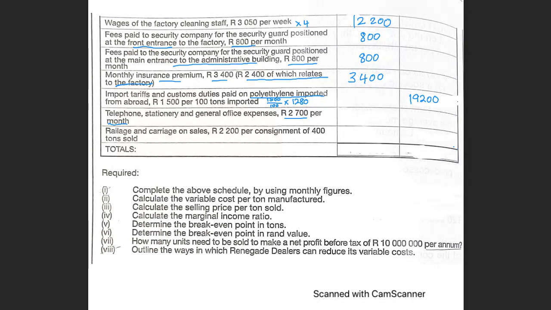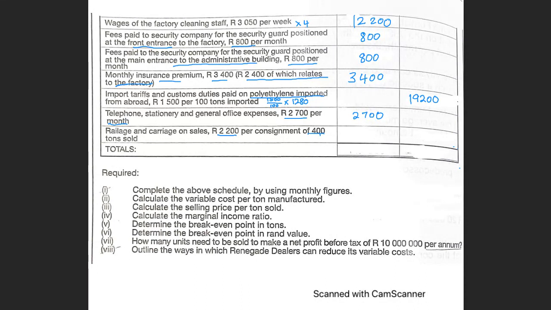The amount of stationery we buy, for instance, is not impacted by the number of units that we sell or produce. So it's going to be a fixed cost. And the last one is railage and carriage. This is 2,200 Rand per consignment of 400 tons that are sold.